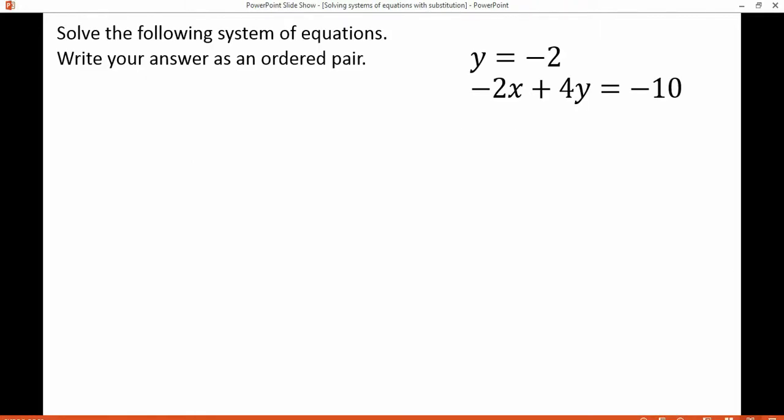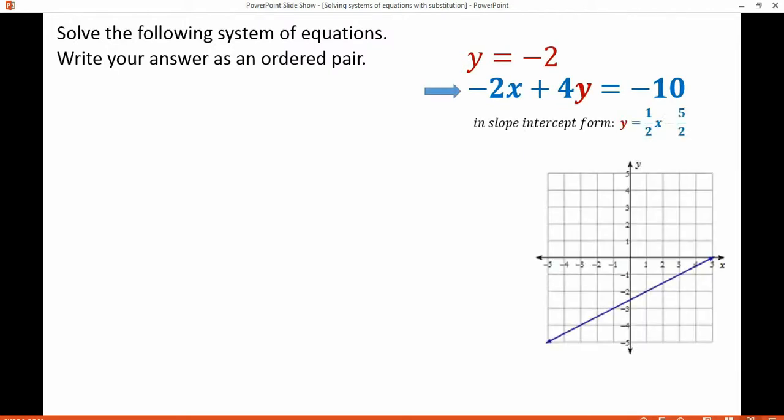Solve the following system of equations. Write your answer as an ordered pair. Okay, in the past, what we would do is we would take our second equation, negative 2x plus 4y equals negative 10, and we would convert that to slope-intercept form so we could graph it down there. So this is the equation for this line in slope-intercept form.